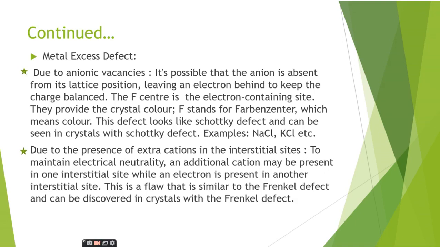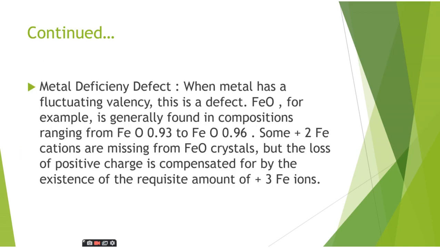This defect looks like Schottky defect and can be seen in crystals with Schottky defect. Examples include NaCl, KCl. Then, due to presence of extra cations in the interstitial site, this is the second type of metal excess defect. To maintain electrical neutrality, an additional cation may be present in one interstitial site while an electron is present in another interstitial site. This defect is similar to Frenkel defect and can be discovered in crystals with the Frenkel defect.